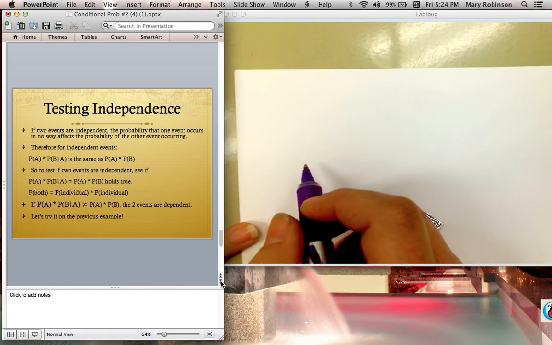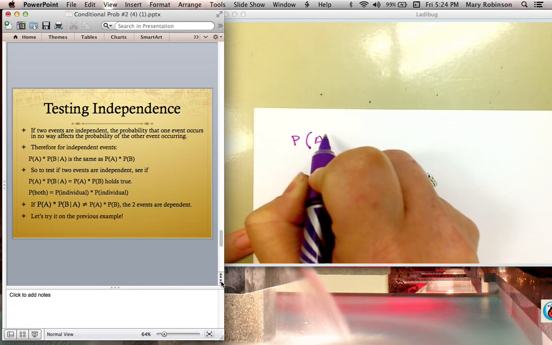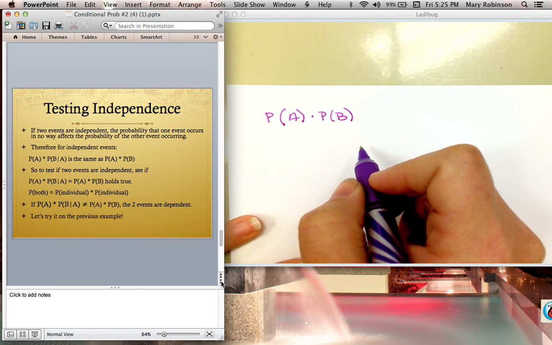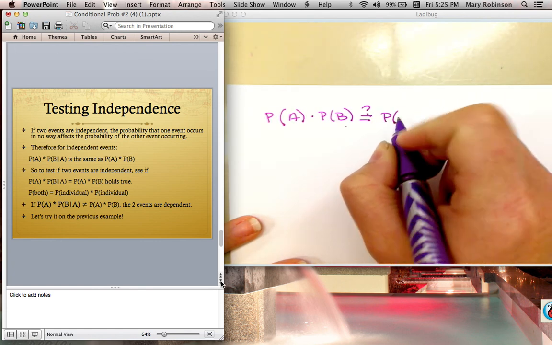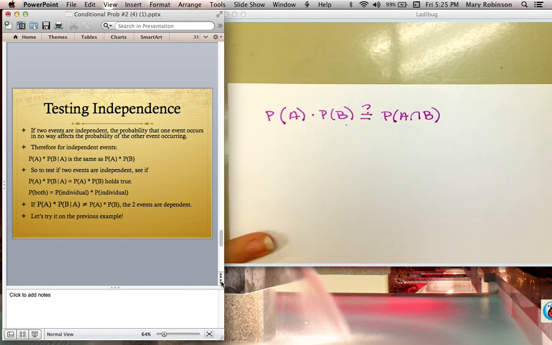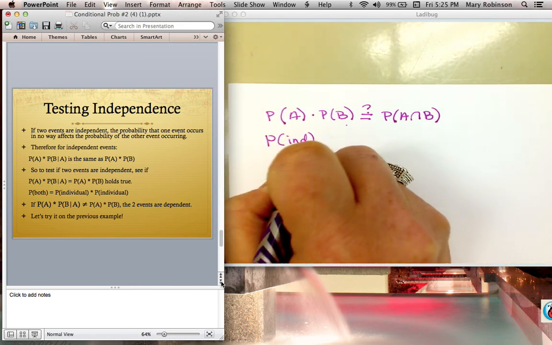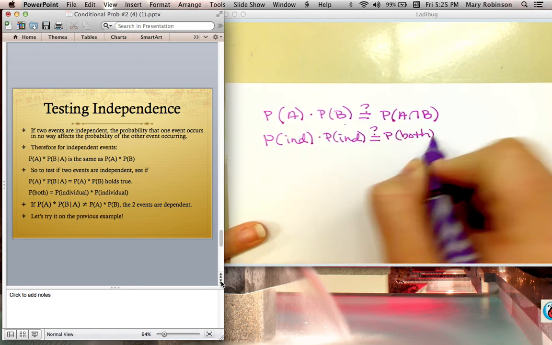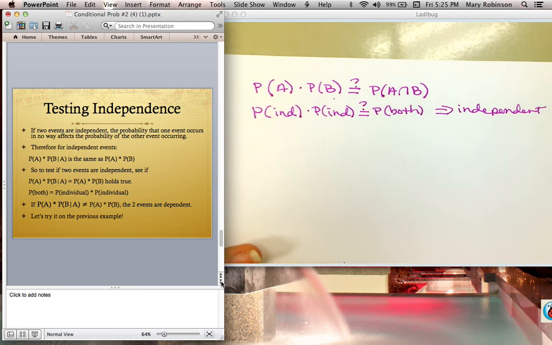Remember when we talked about multiplying independent events, all we had to do to find the probability of A and B was to multiply the probability of A times the probability of B. Well, all we're going to do now is test if they're independent to see if the probability of A times the probability of B is equal to the probability of A and B. That's really all we're going to do. So even though it has more complicated language here, what I really want you to understand is that, just like the slide says, the probability of the individual event times the probability of the individual event, if it is equal to the probability of both, then they are independent events.